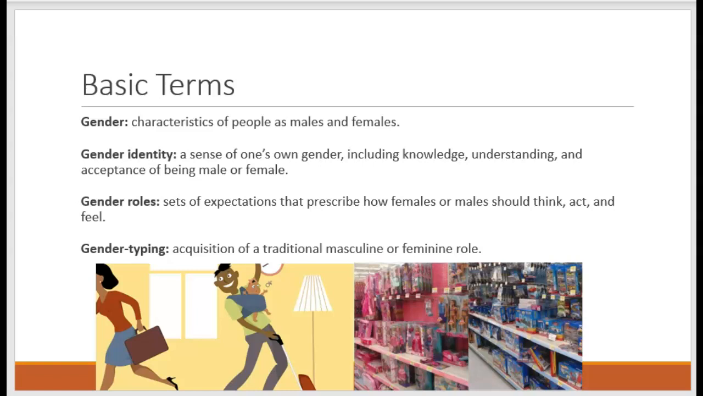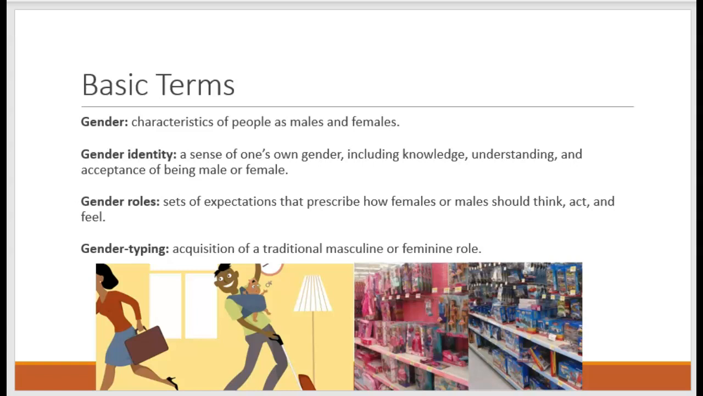and act. So you might think about, for example, traditional gender roles. In traditional gender roles, it might be the expectation that the man goes to work and the woman stays home with the kids. But gender roles in recent years have become much more fluid. And then there's gender typing. This is how we acquire traditional masculine or feminine roles.